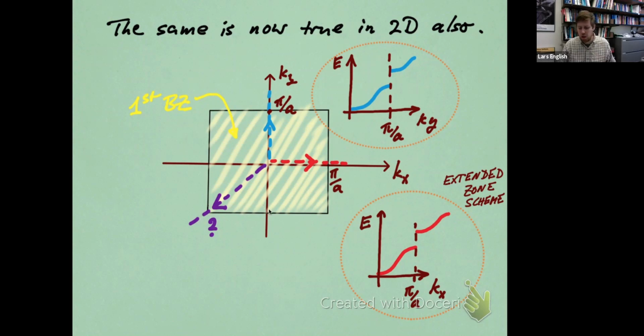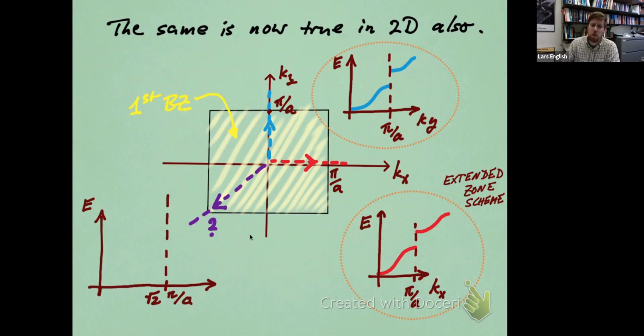So what would that look like? Well, really not much different. When I hit that boundary, I should get a gap. Now, where is that boundary, though? My path is longer here, right? As a matter of fact, I wouldn't encounter it until a distance of square root of 2 times pi over a away from the origin.